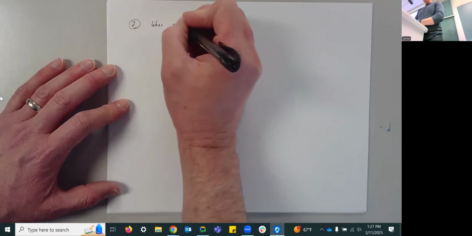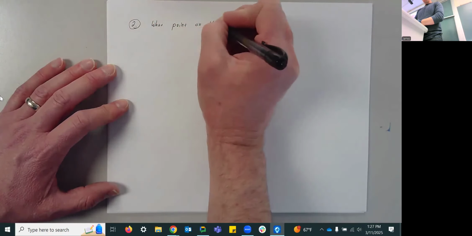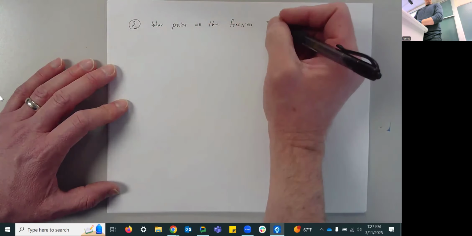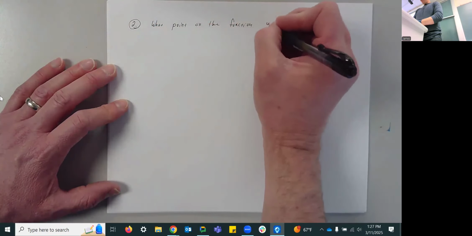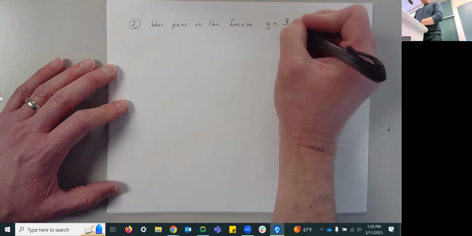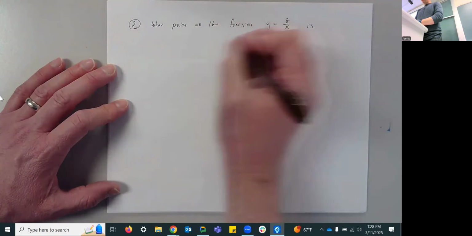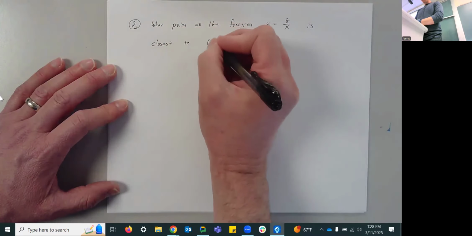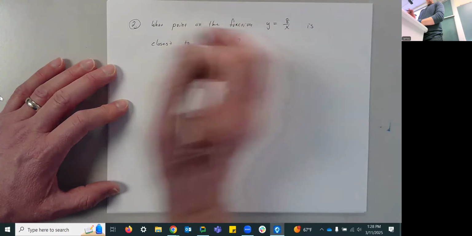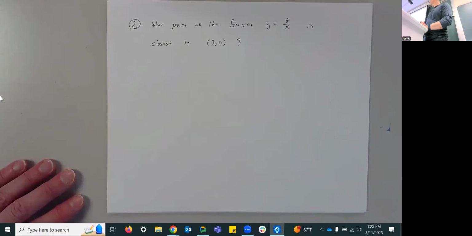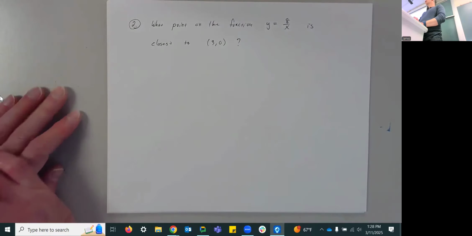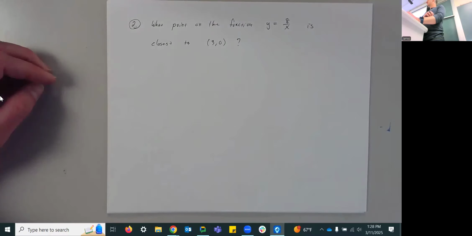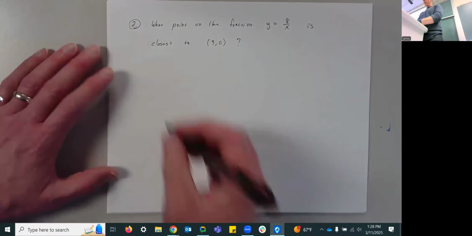What point on the function y equal to 8 over x is closest to (3, 0)? So we're trying to maximize or minimize something here, but it hasn't been explicitly stated in the problem. Let's draw a picture.